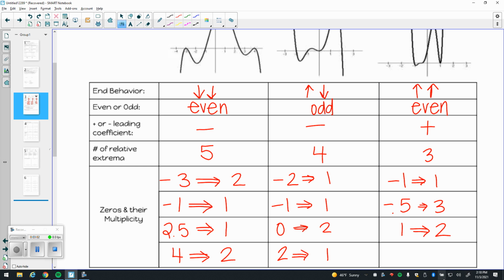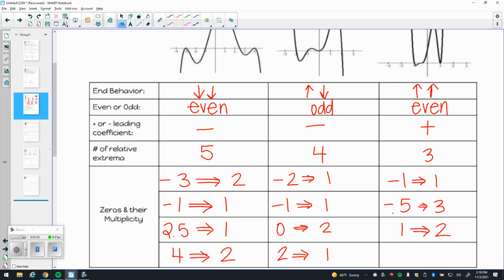Here's the deal. A bounce can be any multiplicity, any even multiplicity. So it could be really a 4. I have no idea. But a through is always going to be 1, and a curve is always going to be 3. 5 is going to be a straight through, but you're not going to have to worry about that. Okay? Does that make sense?